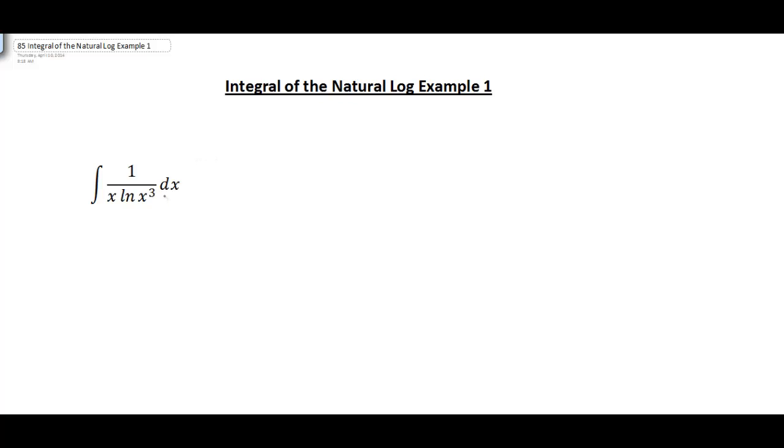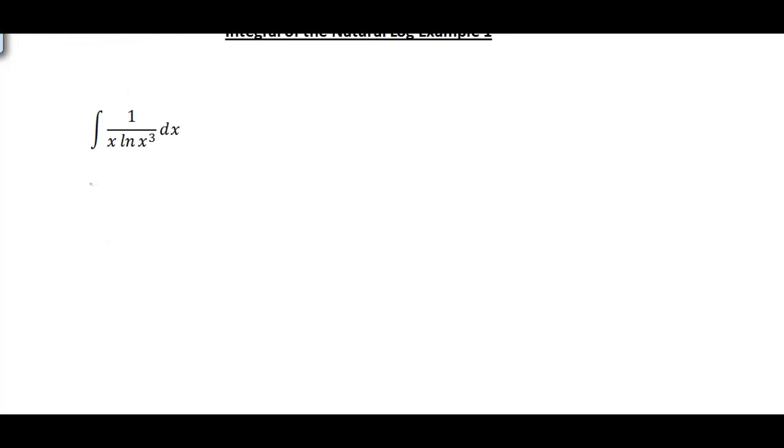Well, there's a couple ways we can start off. If we want to rewrite this to make this a little easier, notice we have ln of x cubed. Well, again, using our logarithmic properties, we can pull this 3 out front. So we would have the integral of 1 over, and if we pull the 3 out front, I'm going to pull that all the way out front, so we get 3x ln of x.